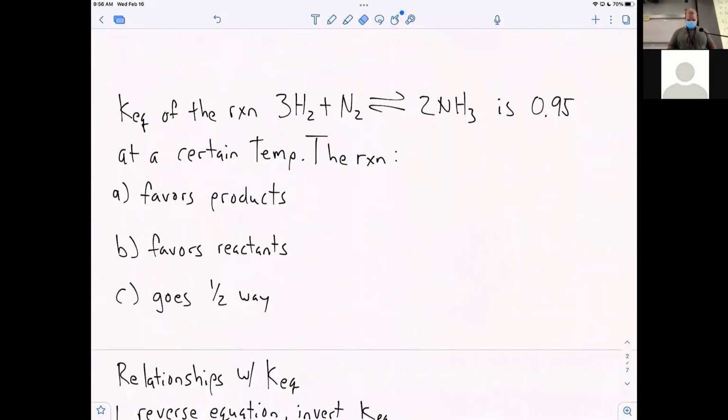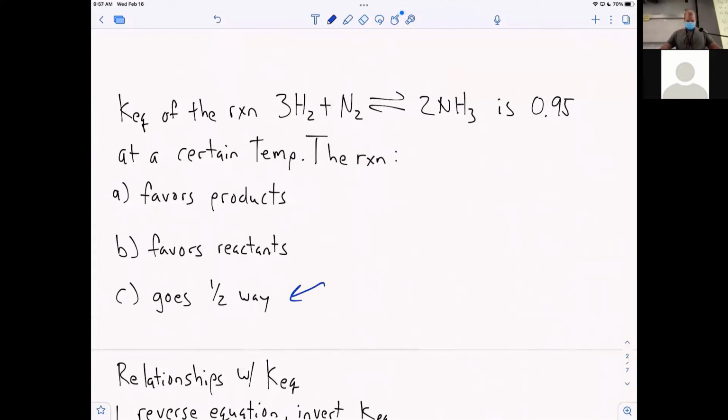So at a certain temperature, the K for the reaction of 3 hydrogens plus nitrogen forming 2 ammonias is 0.95. What do you think about this reaction? Do you think it favors products, favors reactants, or goes about halfway? Yeah, it's close to 1. It goes about halfway.